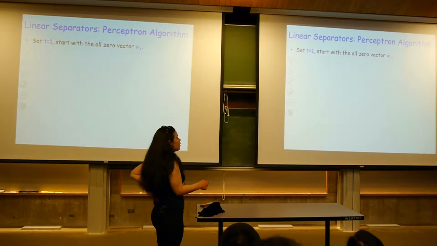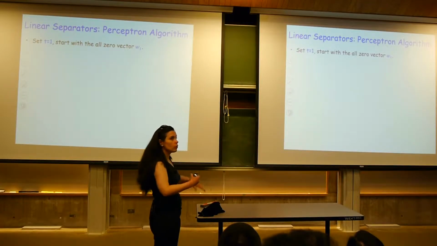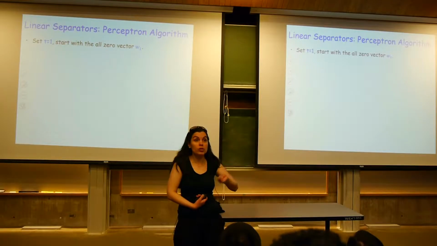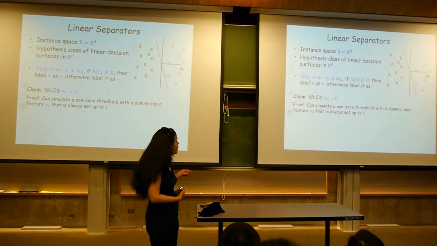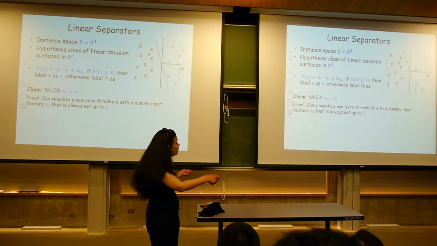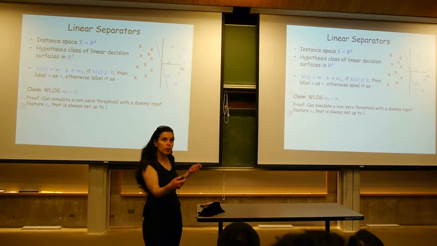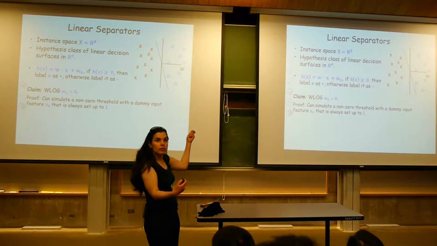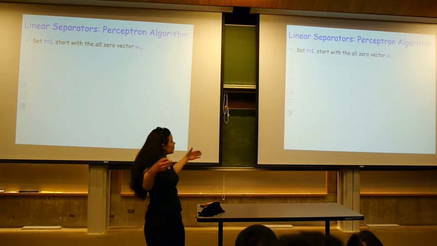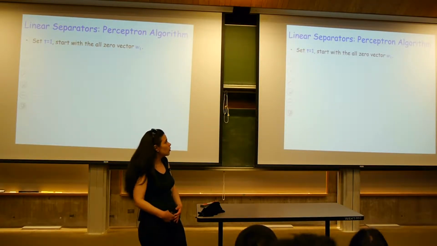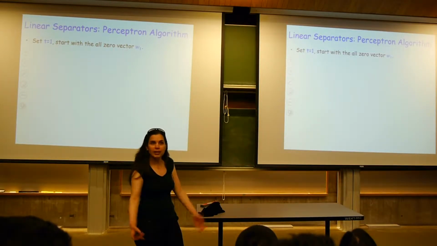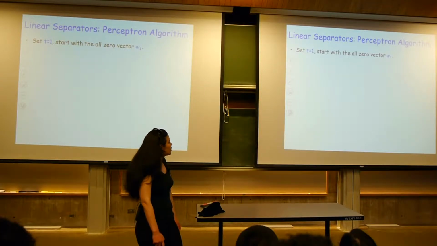To describe my separator, all I have to describe is the normal vector. When we go back to my picture, this is my separator and this is a normal vector. If the separator goes through the origin, then the only thing I need to tell you is the normal vector. So here's the algorithm. We're going to start with our original guess, the original normal vector, being all 0. Okay, now we go around.